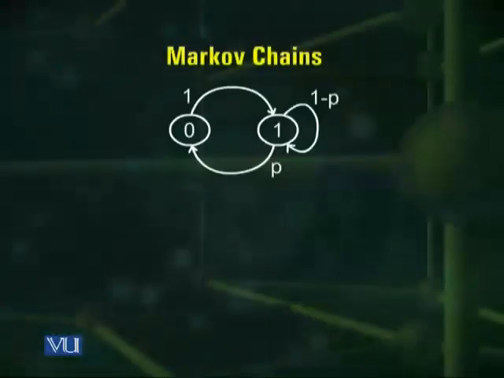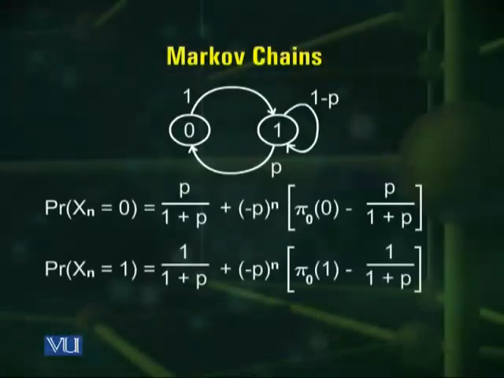So that simple example was analyzed and we got a general expression for the nth random variable, the state of this Markov chain at the nth time of observation, to be a certain formula. Let's have a look at the formula again. The first formula says the probability of Xn being in state 0 is equal to p over 1+p plus (-p) whole raised to power n multiplied by this expression in square brackets.